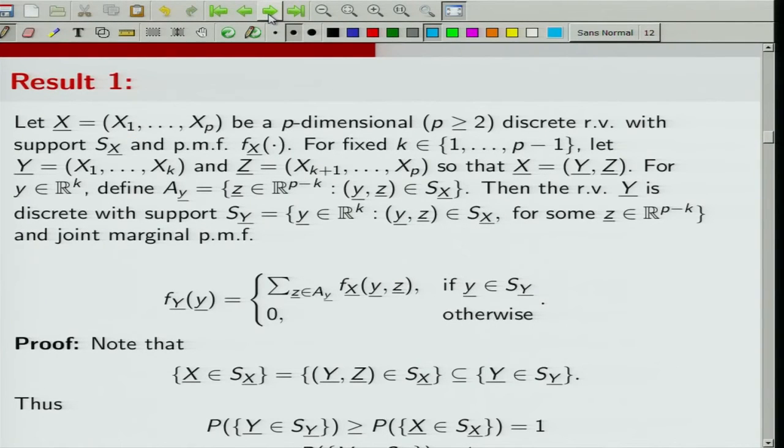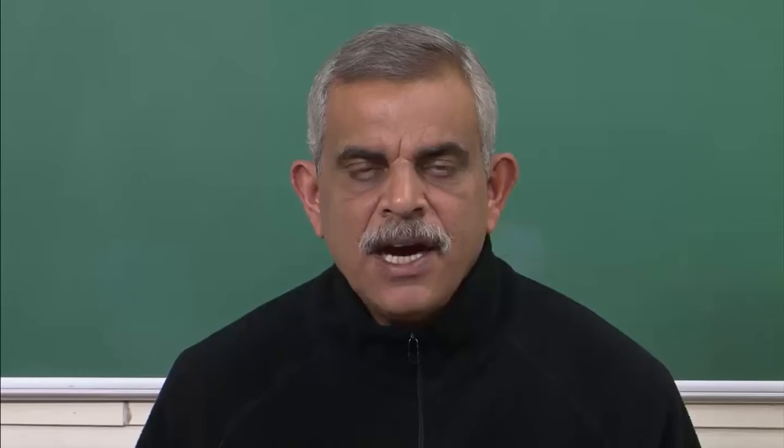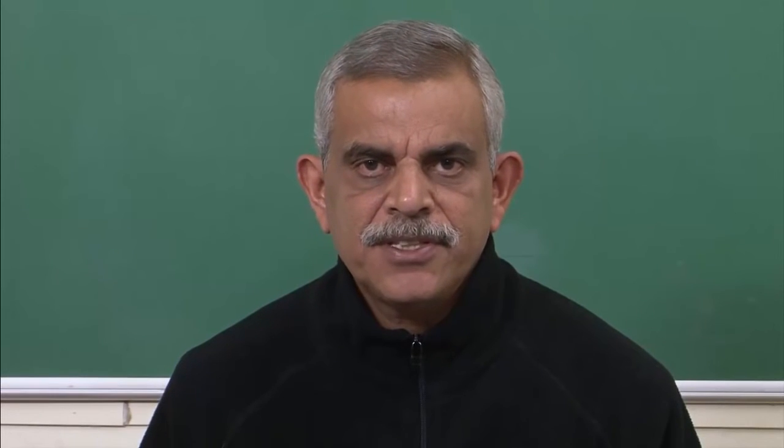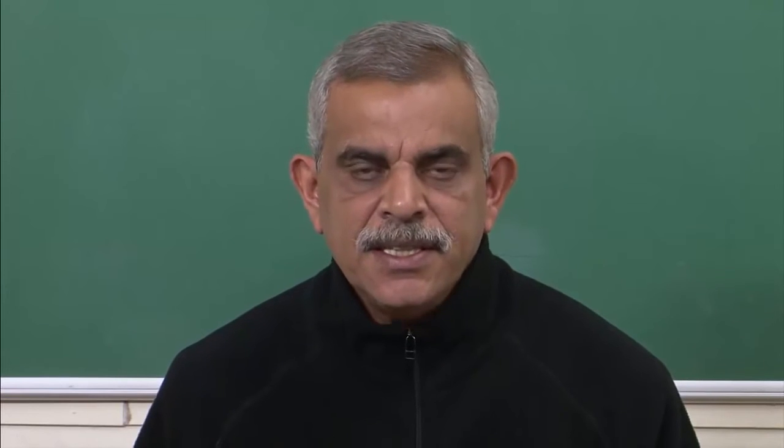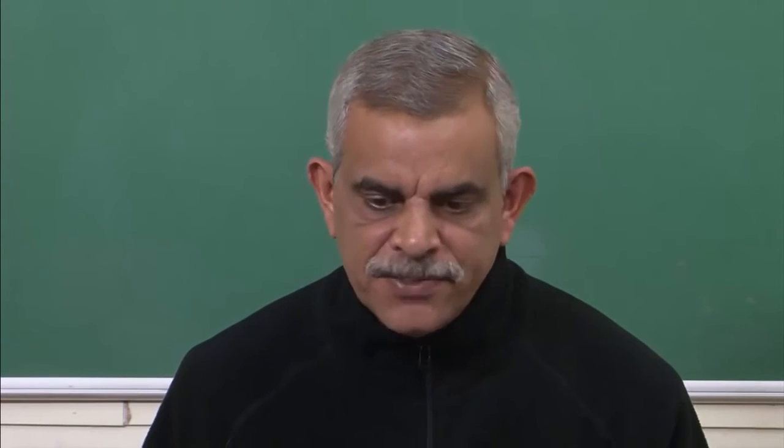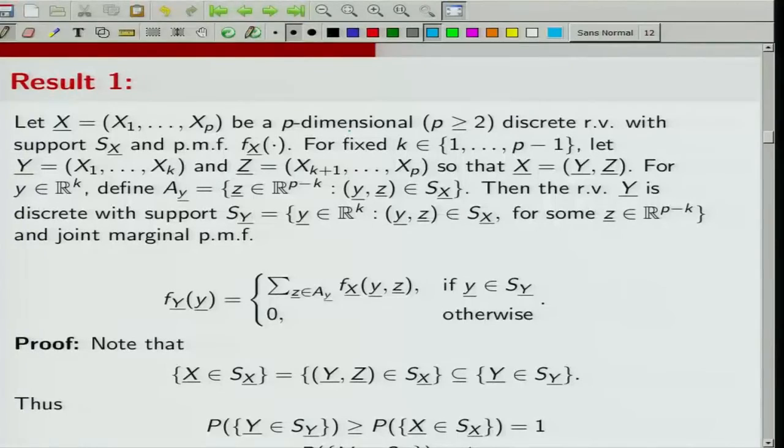Now, let us talk about this result, which tells us how to find the marginal distribution functions from the joint probability mass function. So, this is the result. Suppose X = (X1, X2, ..., Xp) is a p-dimensional discrete random variable, and suppose its support is S_X and probability mass function is f_X. For fixed k belonging to 1 to p minus 1, let Y be (X1, X2, ..., Xk) and Z be (X_{k+1}, ..., Xp), so that X is the same as (Y, Z).